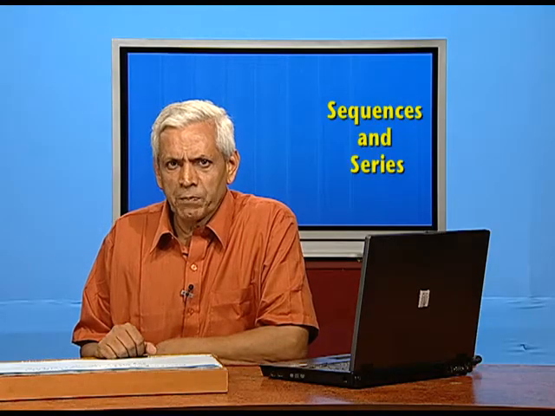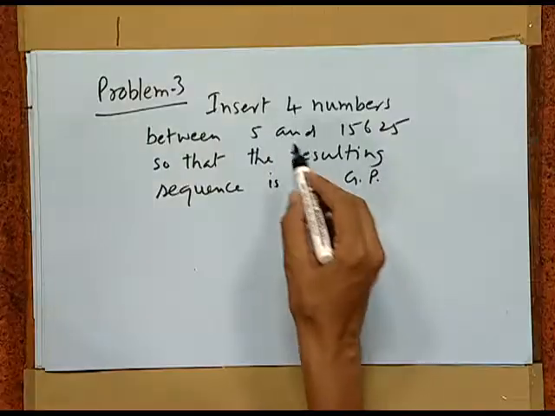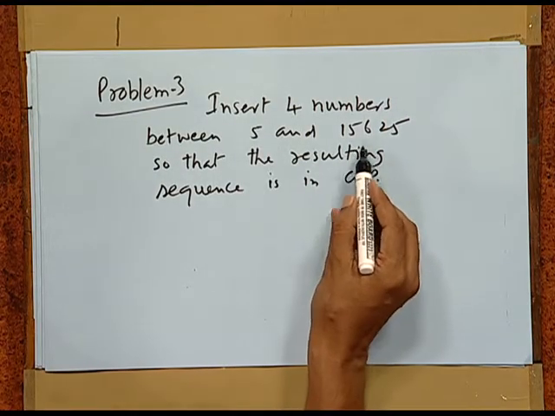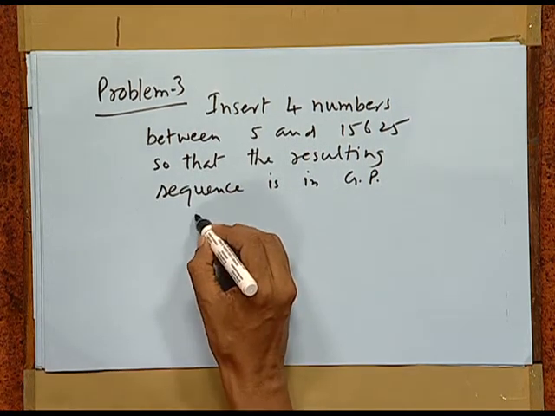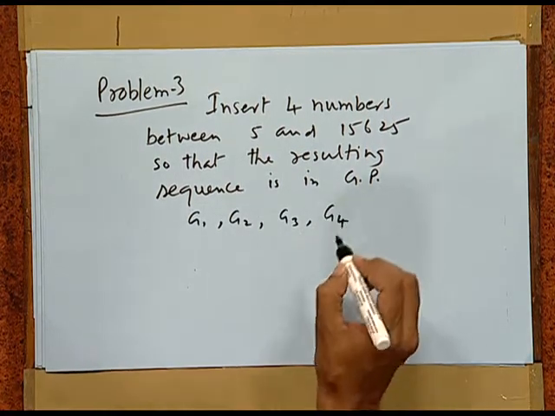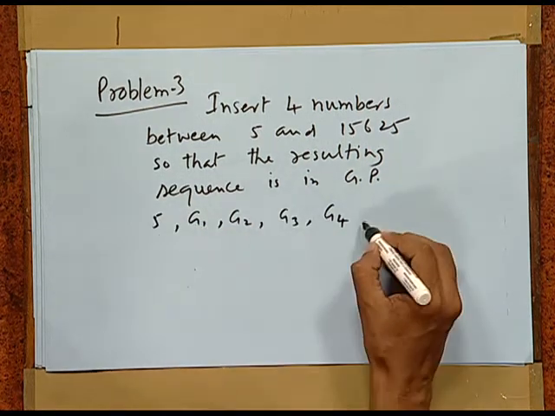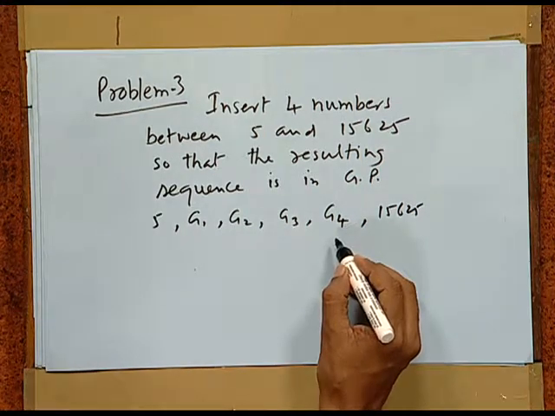As we did in the case of AP, we can also insert a number of terms between two numbers in GP form. For instance, we have a question: insert four numbers between 5 and 15,625 so that the resulting sequence is in GP. Suppose they are G1, G2, G3 and G4. The first term is 5 and the last term is 15,625. So now we have 6 terms in GP.